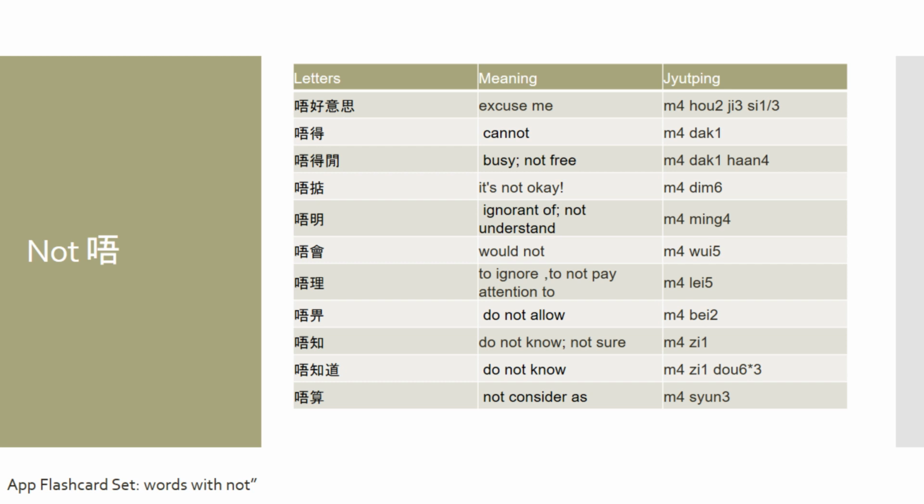Ignorant of or not understand in Cantonese, it would be 唔明. So for example, if you want to say I don't understand in Cantonese, then you would say 我唔明. Would not in Cantonese is 唔會. To ignore or to not pay attention to is 唔理. Do not allow in Cantonese is 唔俾.